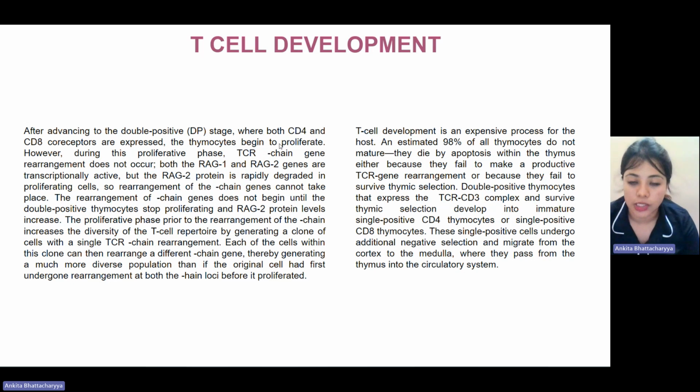Double positive thymocytes that express the TCR-CD3 complex and survive thymic selection develop into immature single positive CD4 thymocytes or single positive CD8 thymocytes. These cells undergo added negative selection, and then they migrate from the cortex towards the medulla, where they pass from the thymus into the circulatory system. So that is the job.